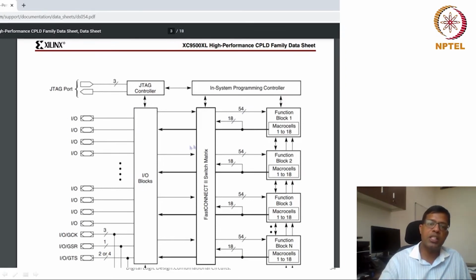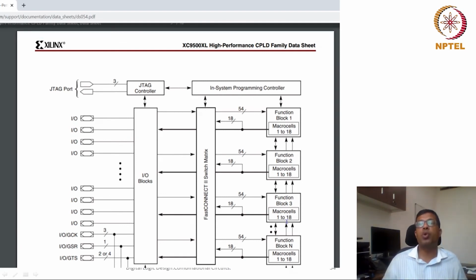So from here, this interconnection would be able to give the input to all these function blocks, and there it can again generate 18 outputs. So these 18 outputs are again given back to this interconnection block, so that some of them can also be given as an input to other function blocks. So similarly, all these 4 function blocks are connected.